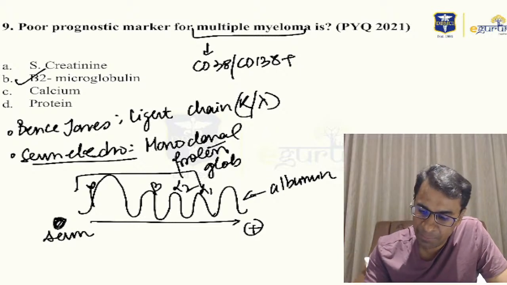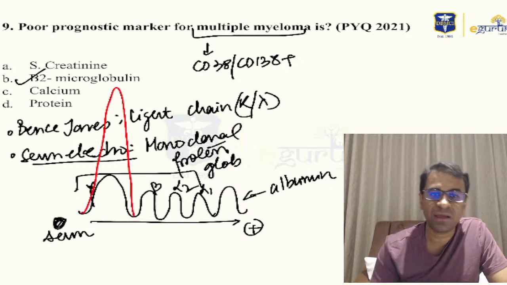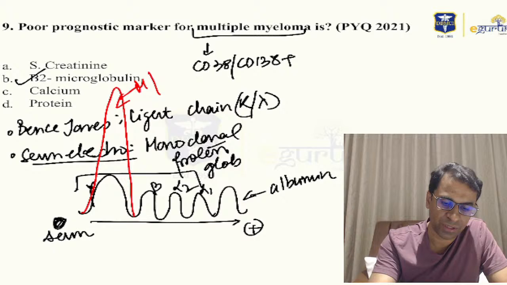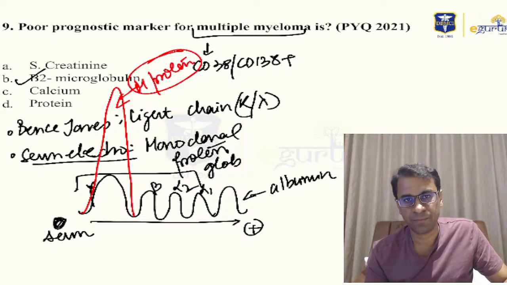What happens in multiple myeloma is there is a large peak here, a big peak here, and this is called an M protein. It is called an M protein.